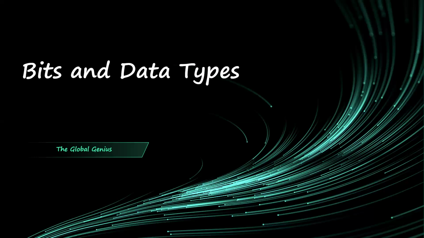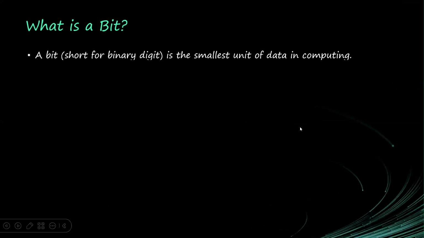So what is a bit? A bit is the short form for binary digit. It is the smallest unit of data in computing. Remember when we were talking about the transistors being on and off, when it is on, it is 1, and when it is off, it is 0. That is what we use to store data. We are actually storing the state of transistors. If that transistor has current, it is 1. If it is off, it is 0. So we use bits to store data in computing.